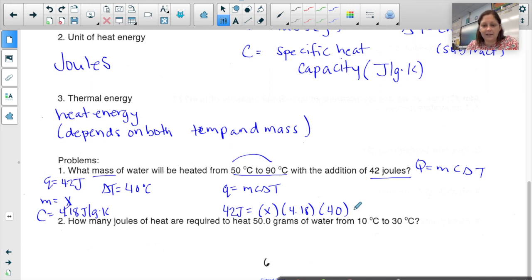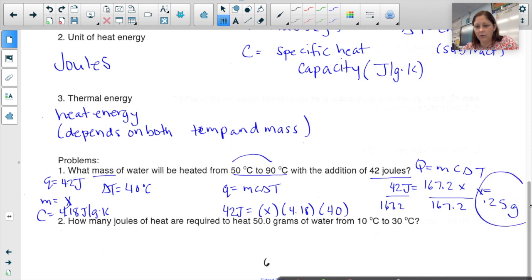and I'm going to get 42 joules equals 167.2x. Divide both sides by what's in front of x, and I get 0.25 grams. Because I was looking for the mass, I had joules, I had temperature, grams is what was left. That's the only unit that didn't have a partner in my work that I started with, so that's going to be the unit for my answer.